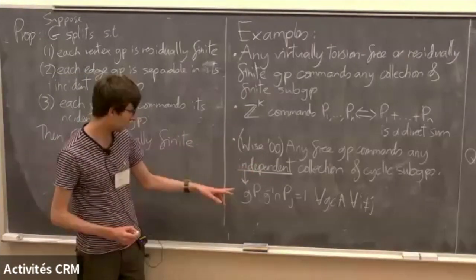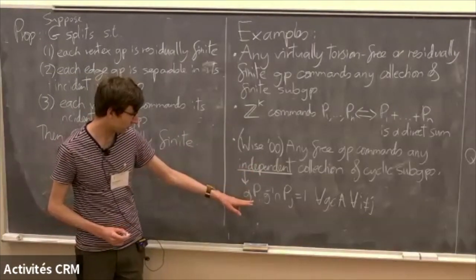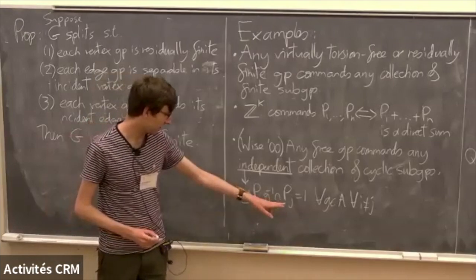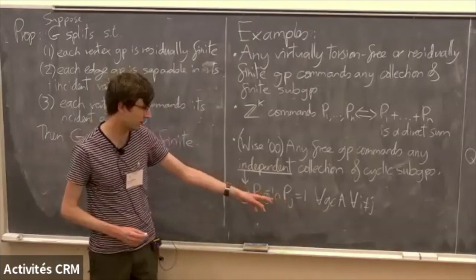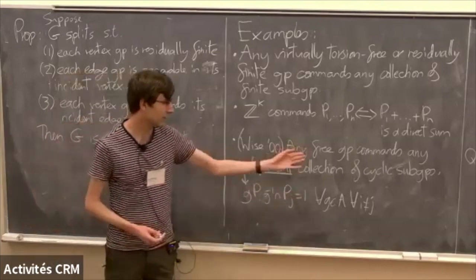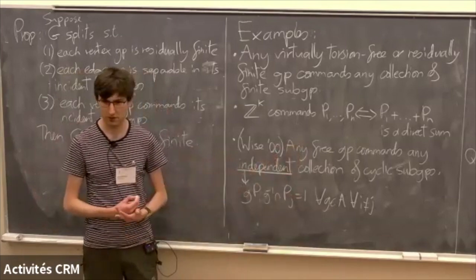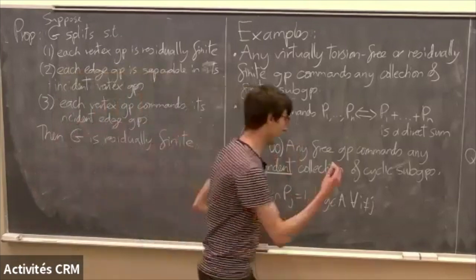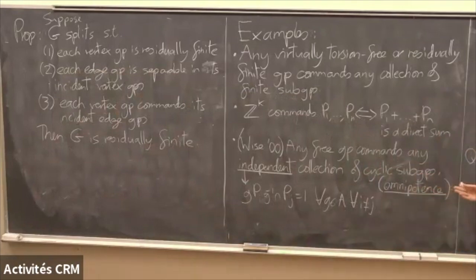Right, so independent means that a conjugate of Pi intersecting a Pj, with i and j distinct, will always be trivial. And this property of free groups is called omnipotence. So omnipotent means that the group commands every independent collection of cyclic subgroups. Yeah, so this is what we get for free groups.